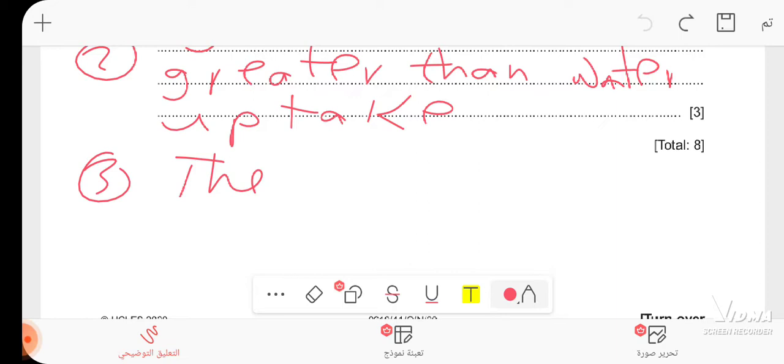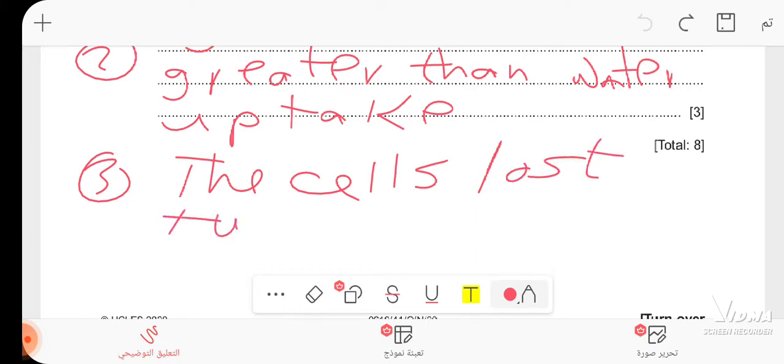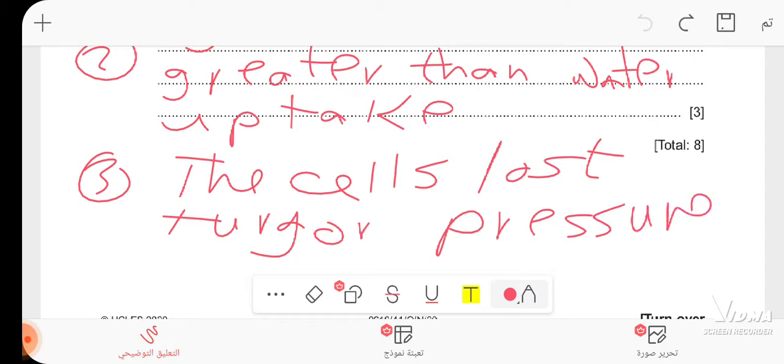cells, okay, or the plant cells, lost turgor pressure. Okay, now we have the 3 marks.